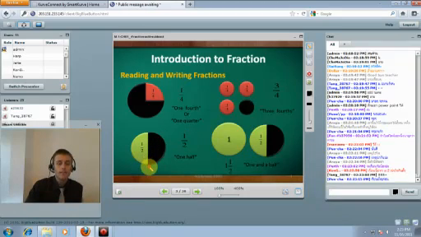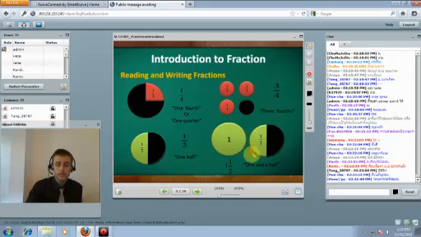Below it we have 1/2. 1/2 of the circle. The top right we have 3/4. We have 3 pieces out of 4 and we say three fourths. And on the bottom we have 1 1/2. 1 and 1/2.